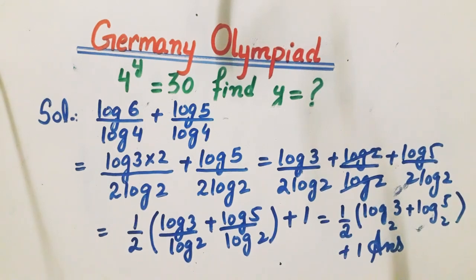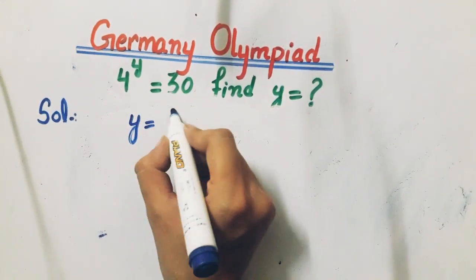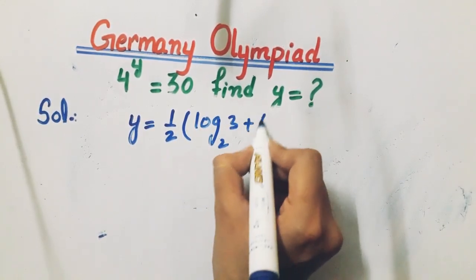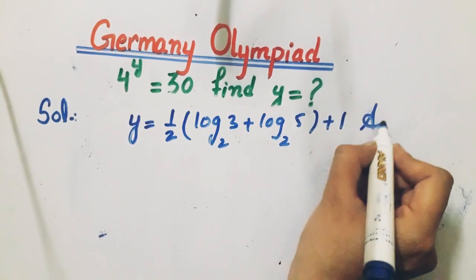In this way, we can easily find the value of y. So y equals 1 by 2 times log base 2 of 3 plus log base 2 of 5, plus 1. This will be the answer.